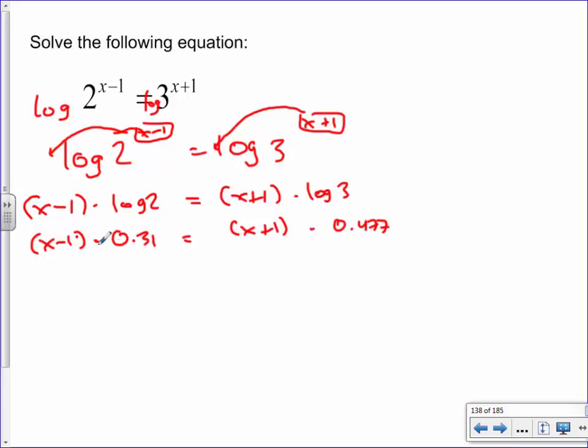What you're going to have here is, you have to FOIL this technically. So you're going to have 0.31x minus 0.31. And then over here, you're going to have 0.477x plus 0.477.